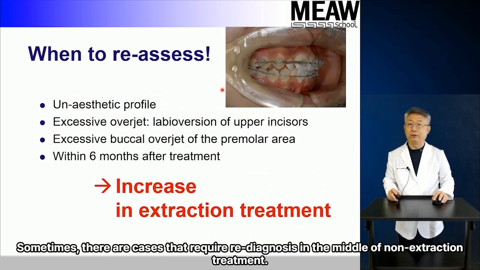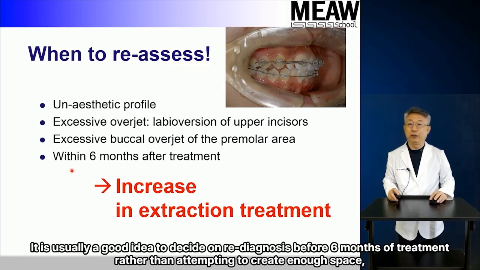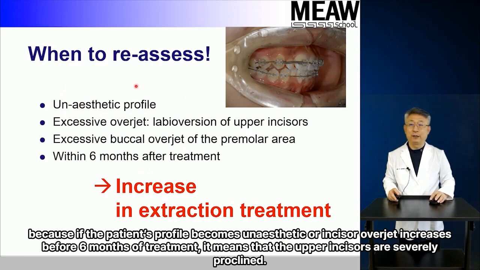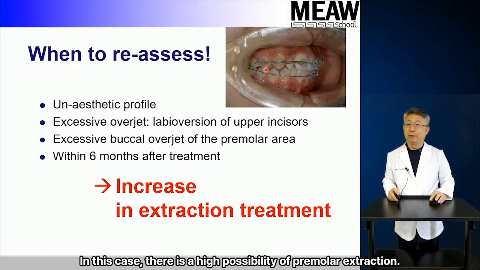Sometimes there are cases that require rediagnosis in the middle of non-extraction treatment. It is usually a good idea to decide on rediagnosis before 6 months of treatment, rather than attempting to create enough space. Because if the patient's profile becomes unesthetic or incisor overjet increases before 6 months of treatment, it means that the upper incisors are severely proclined. At this time, if it is continued to open up space, the buccal overjet may be severe in the first premolar area, resulting in a scissors bite pattern. In this case, there is a high possibility of premolar extraction.